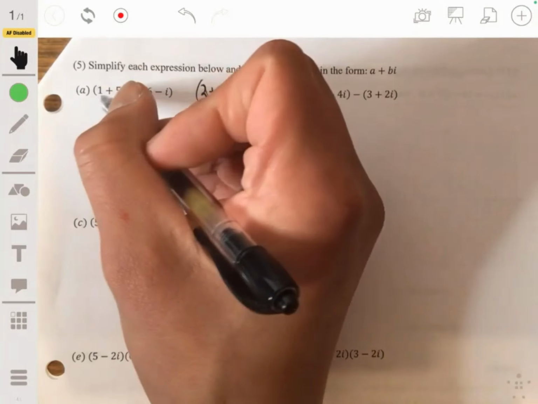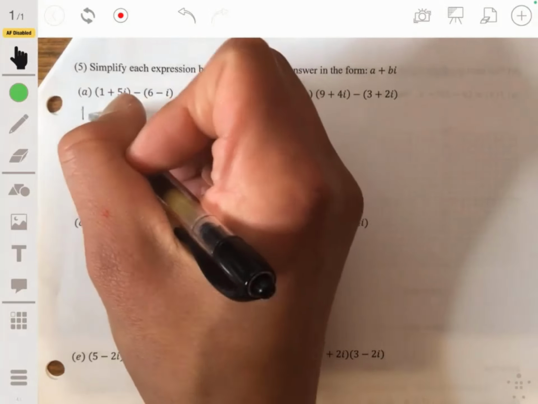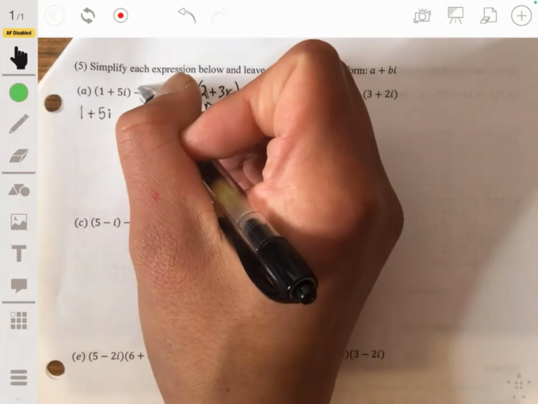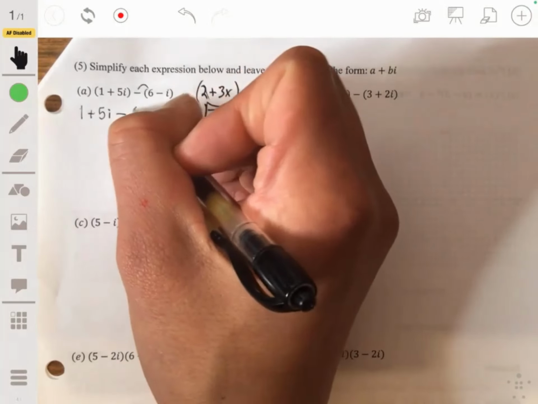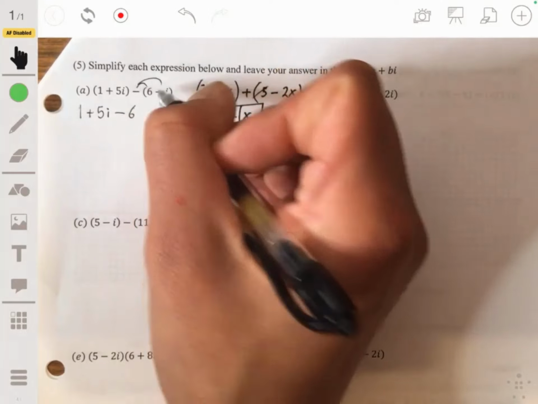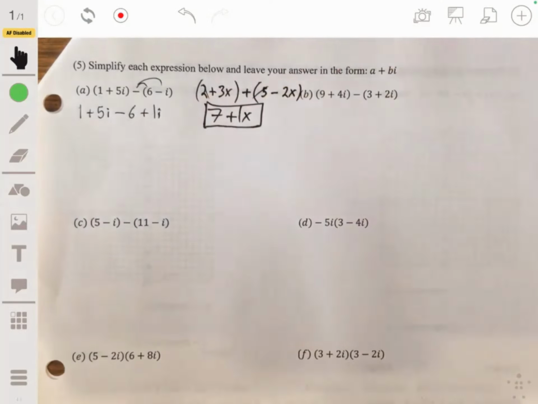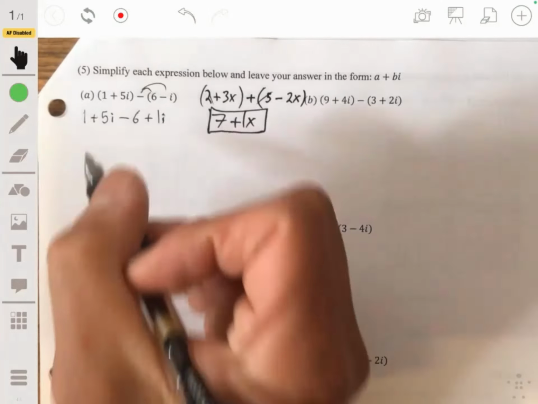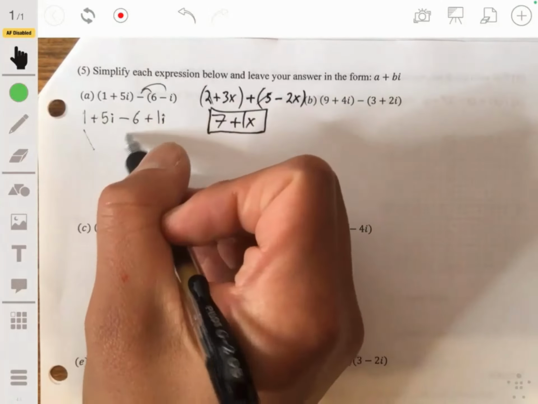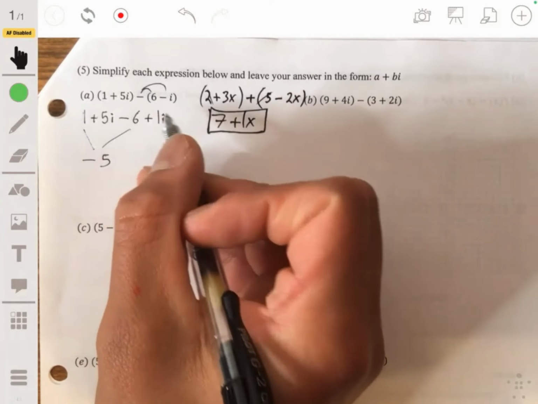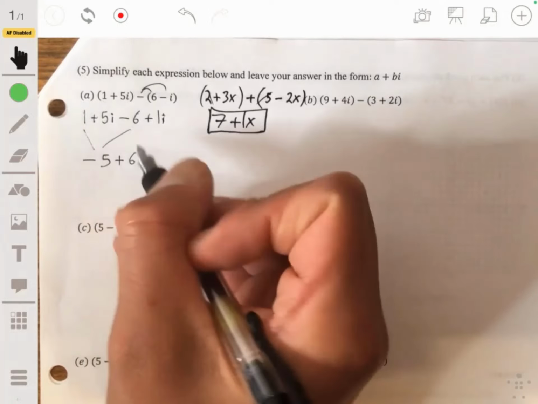So for example, the first one, we have 1 plus 5i. Taking away the parentheses, let's remember to distribute this negative. So we get -6, a minus and a minus, plus i, or plus 1i. Then we just combine the like terms. 1 and -6 make -5, 5i and 1i make a 6i.